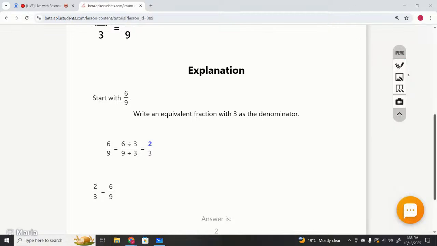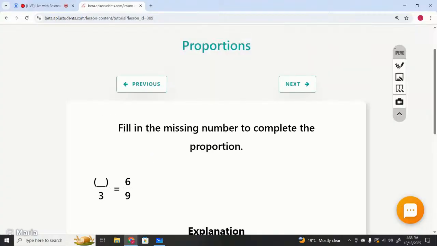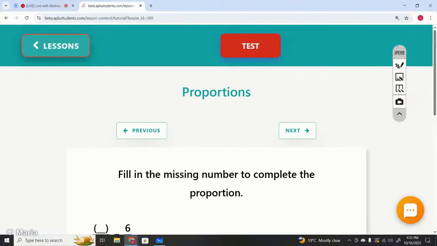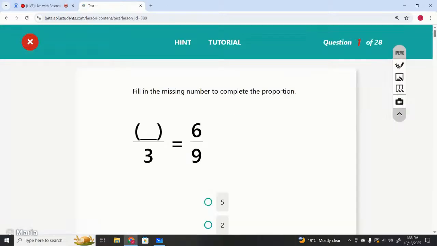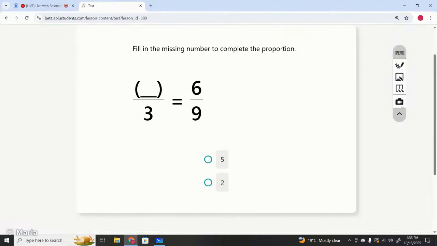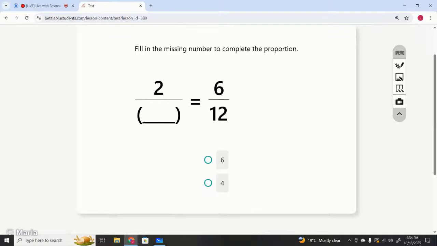Let's just start with the test questions. Okay, 6 by 9 equals, that is 2 by 3. Option number 1 is the correct option.